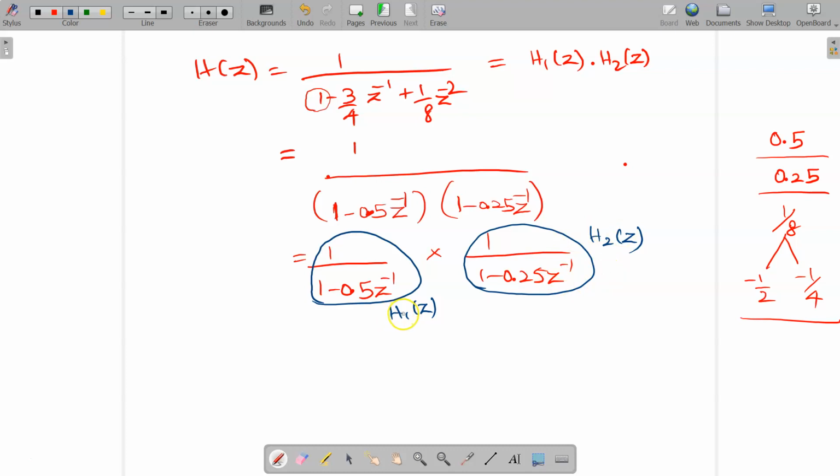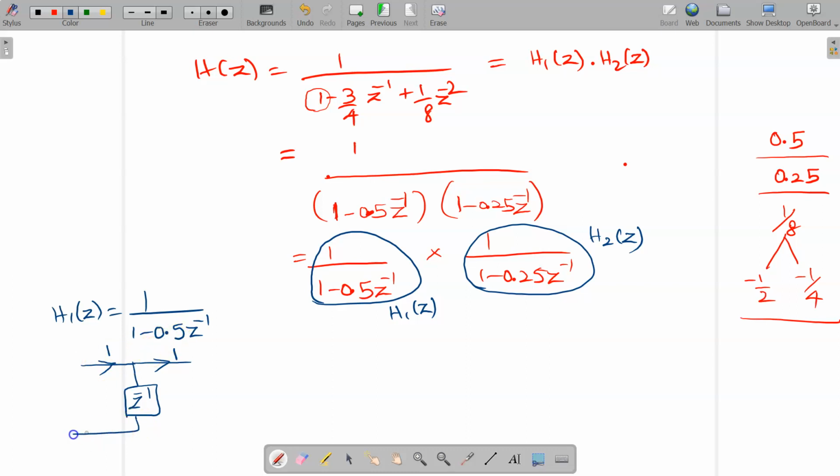So draw the direct form 2 structure for H1 of z. How will you draw? H1 of z is 1 by 1 minus 0.5 z inverse. When we compare both numerator and denominator, only one z inverse is available, so put that in the middle. The numerator is always on the right side, so draw the first line with 1. The denominator is always on the left side. As I said, the first term is always 1, so write the first line with the 1.